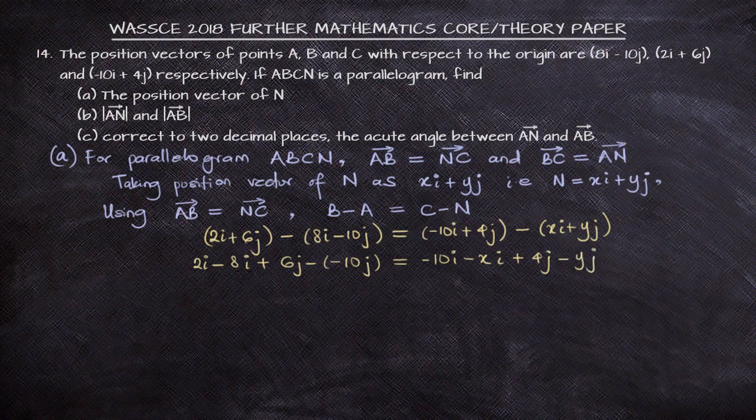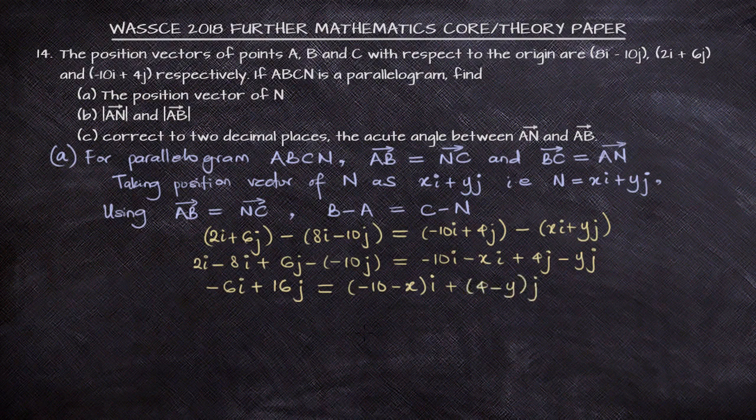Now 2i minus 8i will give me minus 6i. 6j minus 10j will give me plus 16j, because the negative signs will multiply each other to be plus. Minus 10i minus xi will give me minus 10 minus x all into i. Then the other will give me 4 minus y all into j.